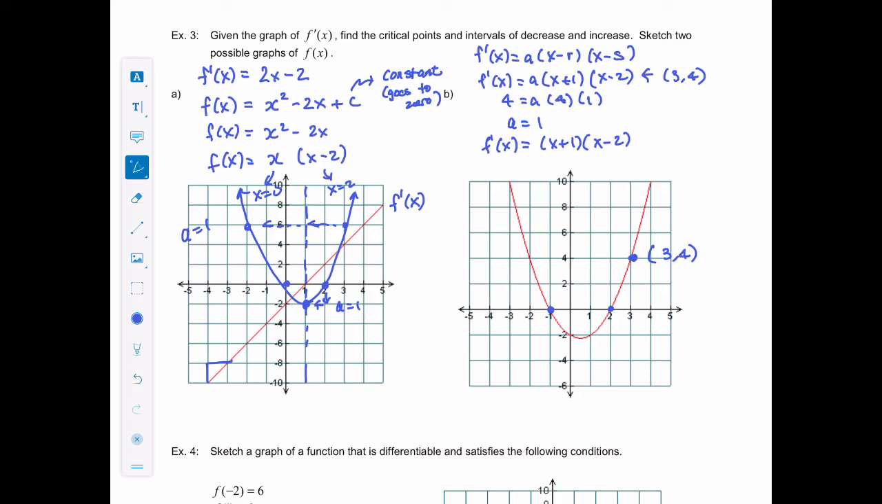If I expand this, what do we get? Well, we get f prime of x is equal to x squared minus 2x plus x, so it's going to be x squared minus x minus 2. So that's our function that we have there right now.